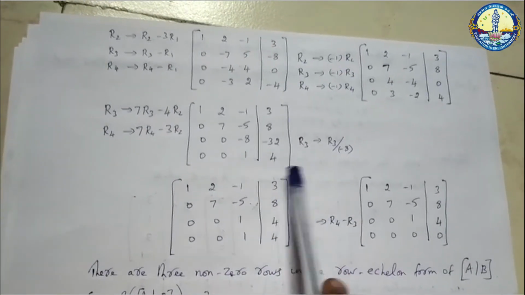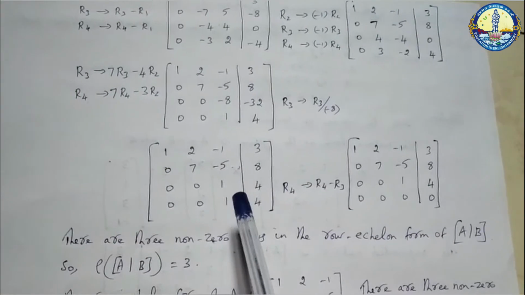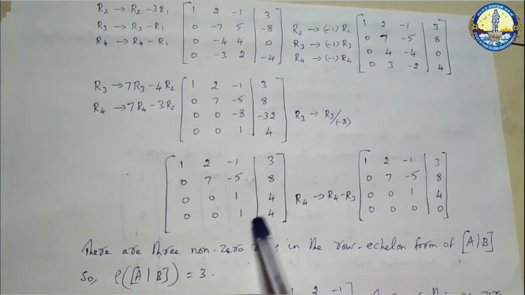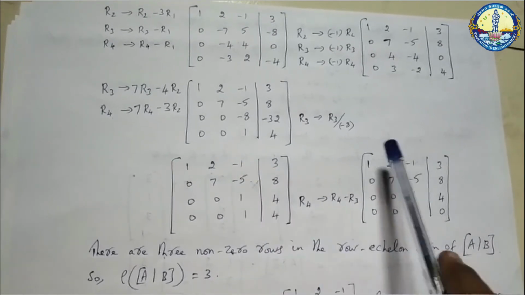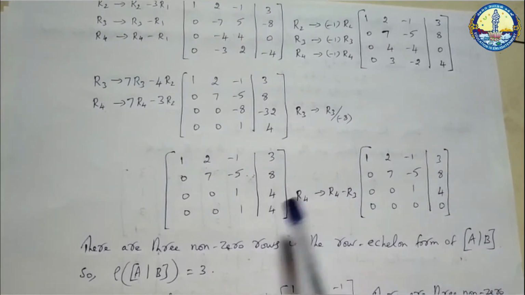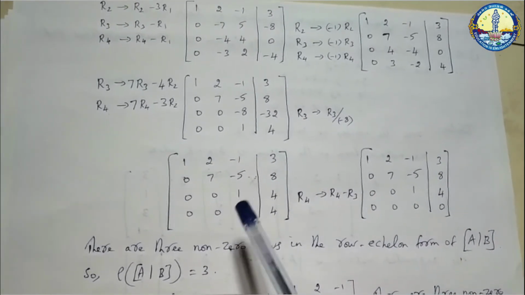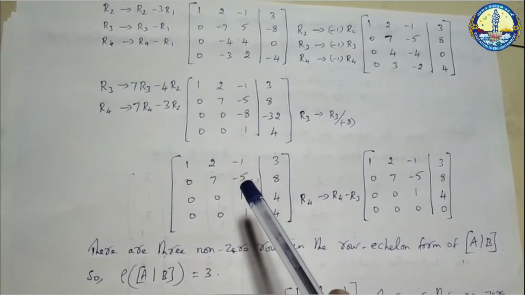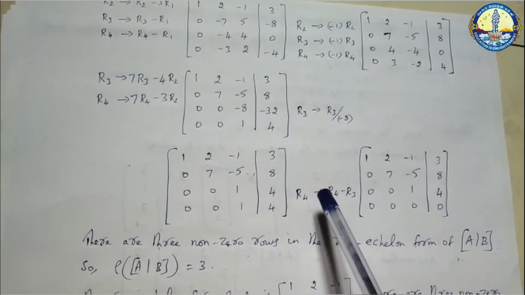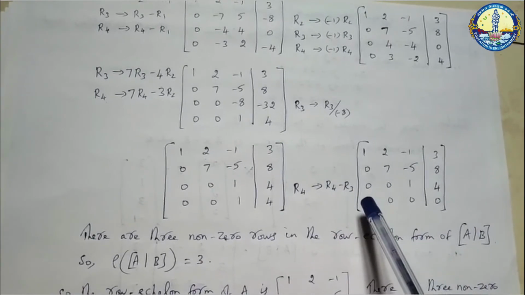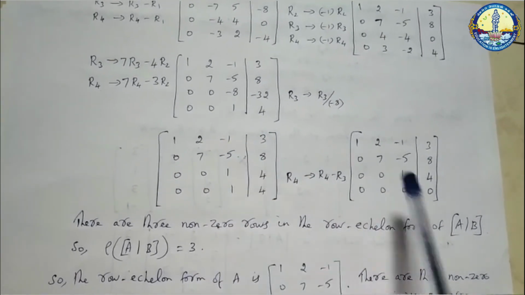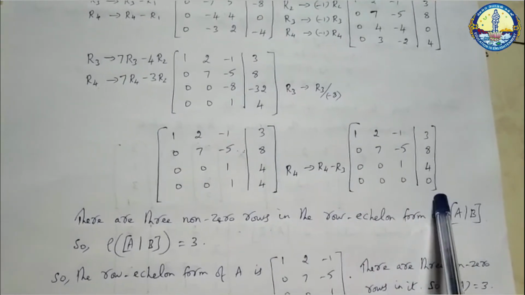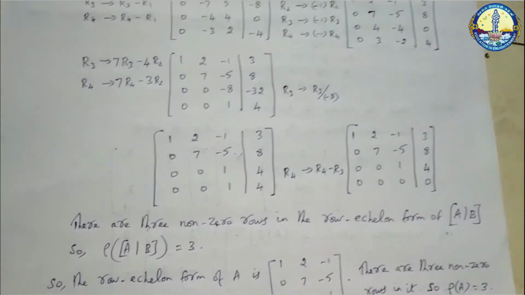So write R4 as it is. Okay, we have to make this 0. That is the first non-zero element. R3 is 1. We have to make this 0. Write R1, R2, R3 as they are. So using the operation, simply subtract R3 from R4. That is, R4 equals R4 minus R3. So 0 minus 0 is 0, 0 minus 0 is 0, 1 minus 1 is 0, 4 minus 4 is 0. Okay, this is the row echelon form.